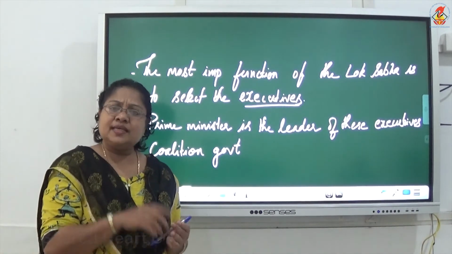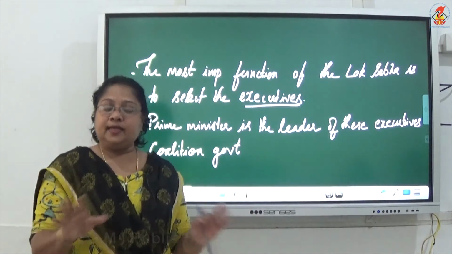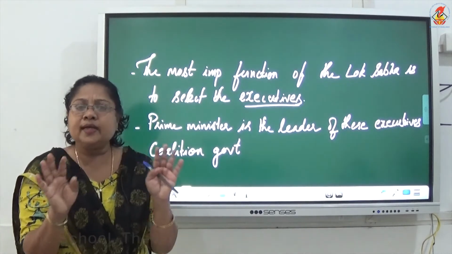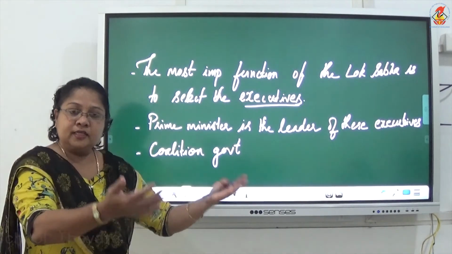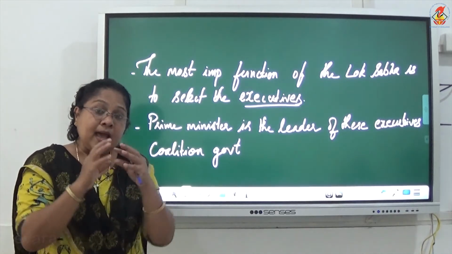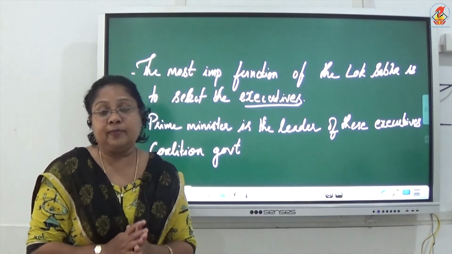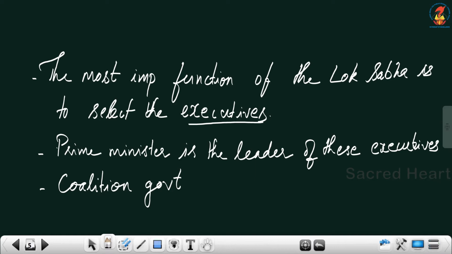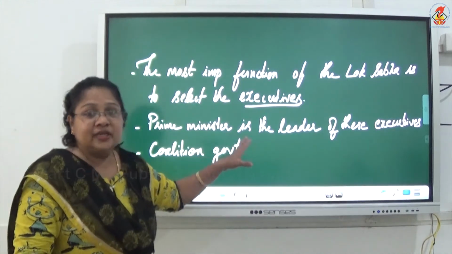If a single party is not getting a clear majority, all the winning parties will come together under a mutual agreement, and they together form a government, and such government is known as coalition government. Understood? When no single party is getting a clear majority, all the parties that have won the election will come together to make a government, and such government is known as coalition government.